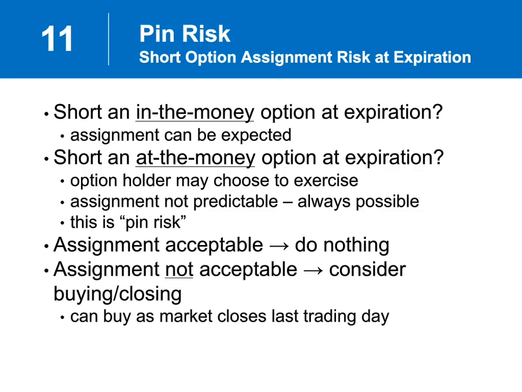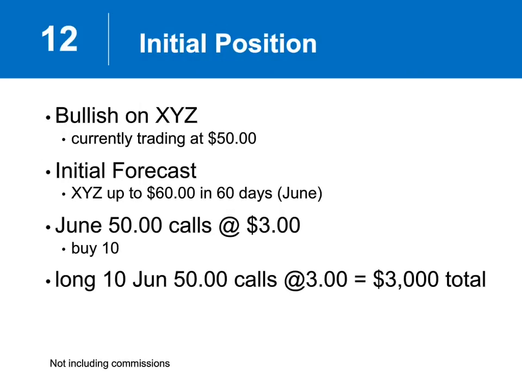So here we go. Let's get started with our different scenarios for rolling with the markets. Our initial position: we've got XYZ, which we're bullish on. The stock is currently trading at $50. Our initial forecast is a very bullish forecast. We're looking for XYZ to go from 50 to 60 in a couple months. So that's bullish by anybody's account.